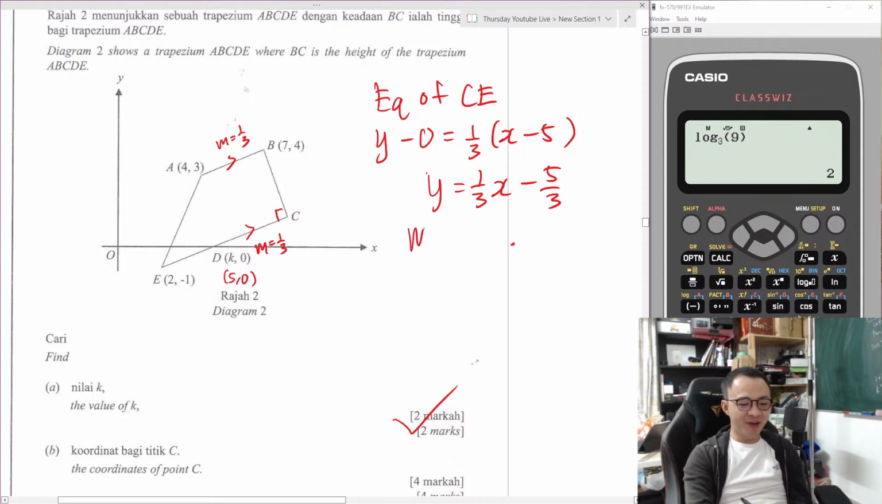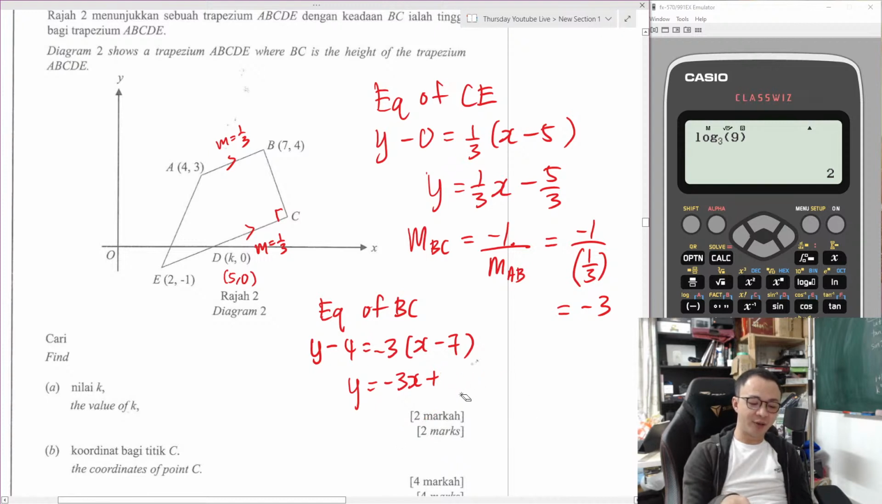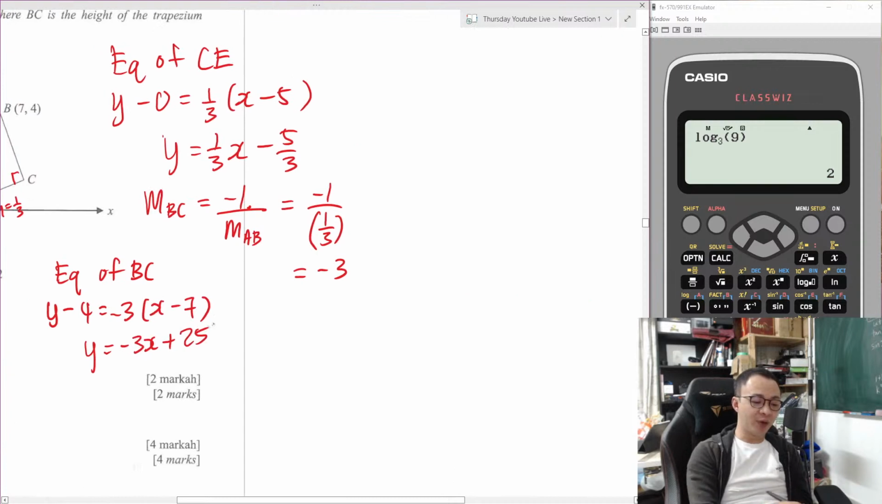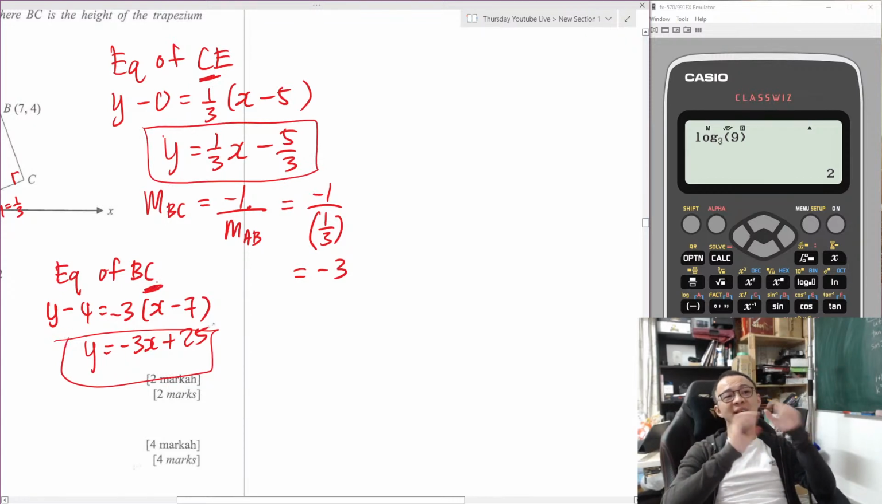Alright, so okay, I want to find the gradient for BC first. I know it will become -1 over the gradient of AB. So which is -1 over 1 over 3, which is -3. Okay, so now I have the gradient of BC. I can form the equation of BC. y minus y1, which is 4, equals negative 3, x minus 7. Okay, use back the coordinate B to form the equation of BC. This is negative 3x plus 21 plus 4. Plus 21 plus 4, I will get plus 25, isn't it? Okay, plus 25. After I got both of the equations BC and CE, you realize both of them also have the letter C, right? Means what? Means if I substitute BC into CE, I'm getting coordinate C. Okay?